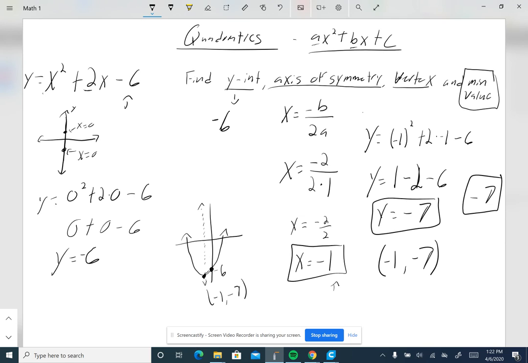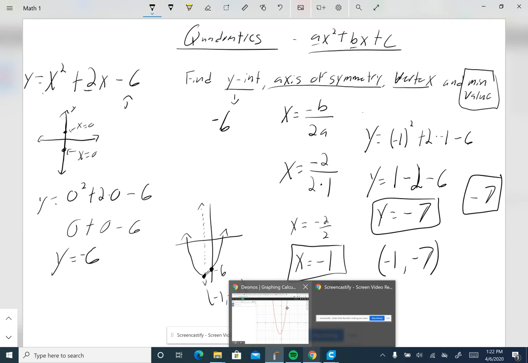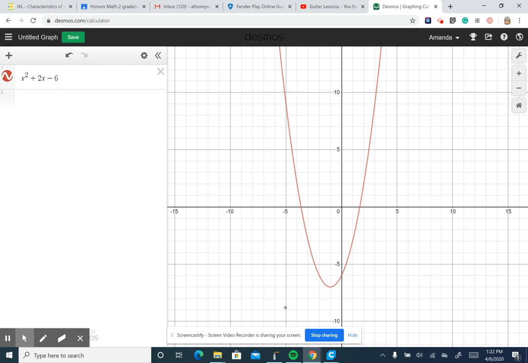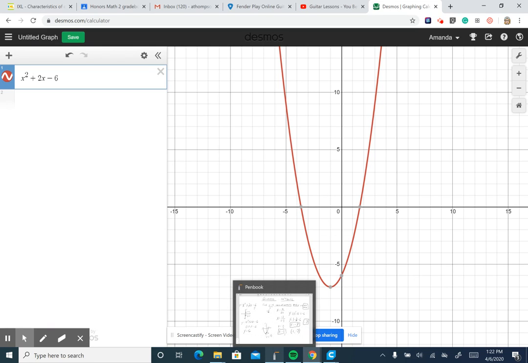Before we move on, I want to show you one last thing. This is a Desmos graph of that same exact thing. I came to Desmos and could check my work, and we see the vertex is negative 1, negative 7. The y-intercept was 0, negative 6. The axis of symmetry would have been along the line that the vertex went through. You can check your answer with Desmos or your graphing calculator, but we still need to be able to identify them from the equations.